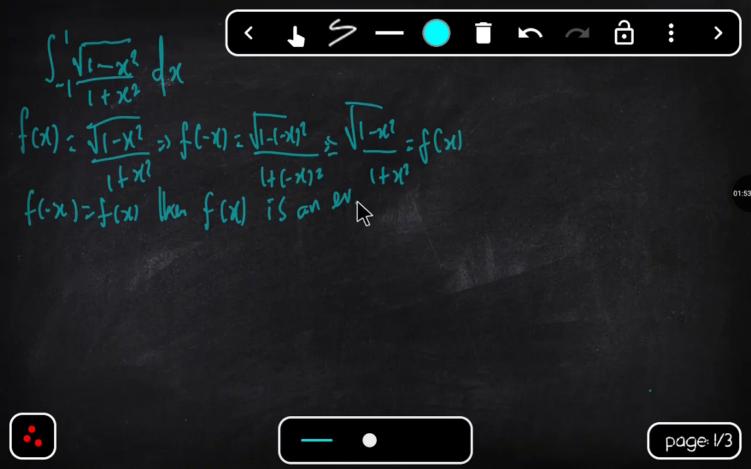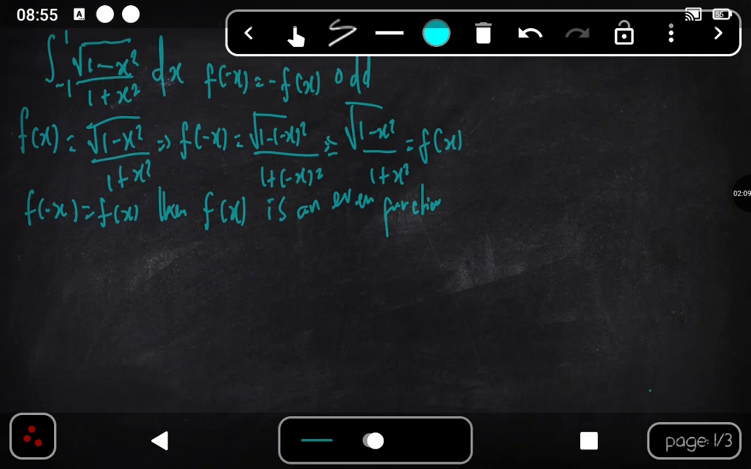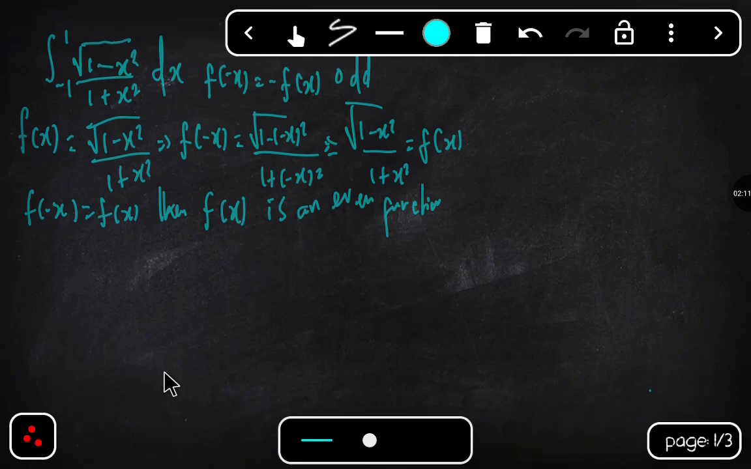Let's say if f of negative x is equal to negative f of x, then f of x is an odd function. But the function we are integrating here is an even function, so we work according to the even function.